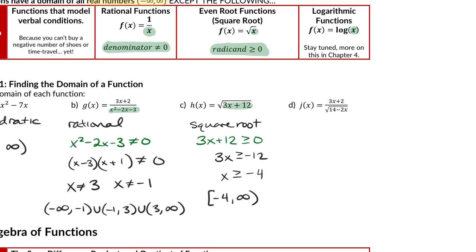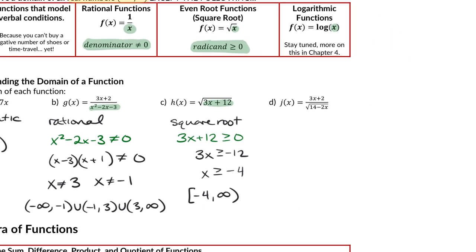Okay, so question on this last one. What kind of function is this last one? It is a rational function. Is it only a rational function? There's also a square root in it. Rational with square root. So we have two problems that we need to solve.